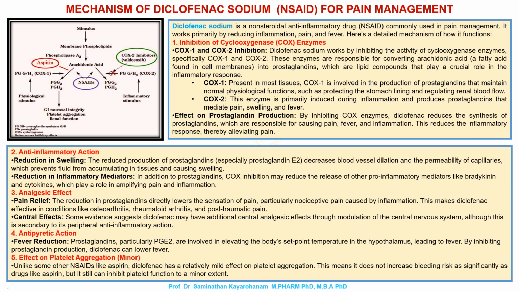COX-1, present in most tissues, is involved in the production of prostaglandins that maintain normal physiological functions, such as protecting the stomach lining and regulating renal blood flow. COX-2, this enzyme is primarily induced during inflammation and produces prostaglandins that mediate pain, swelling, and fever.